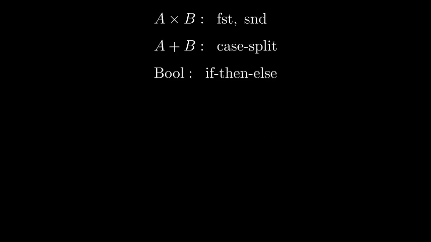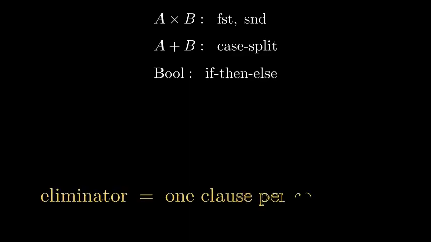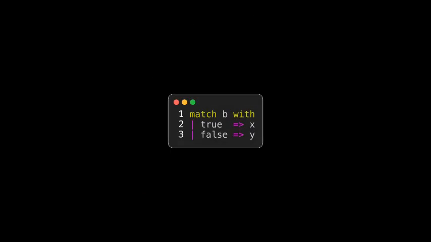Step back for a moment. fst and snd on a pair, the case split on a sum, if-then-else on a bool. They all share one shape. The eliminator of a type with multiple constructors is pattern matching. One clause per constructor, every clause returning a value of the same type. In Lean, this is the syntax, one arm of the match for each way the value could have been built.